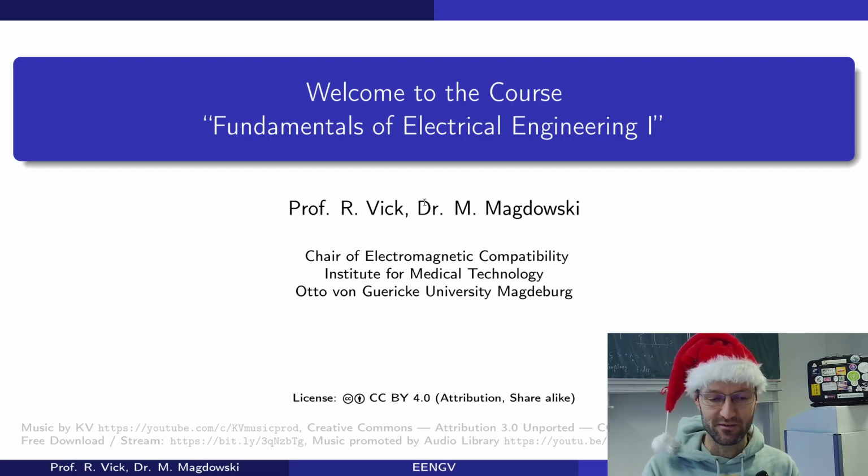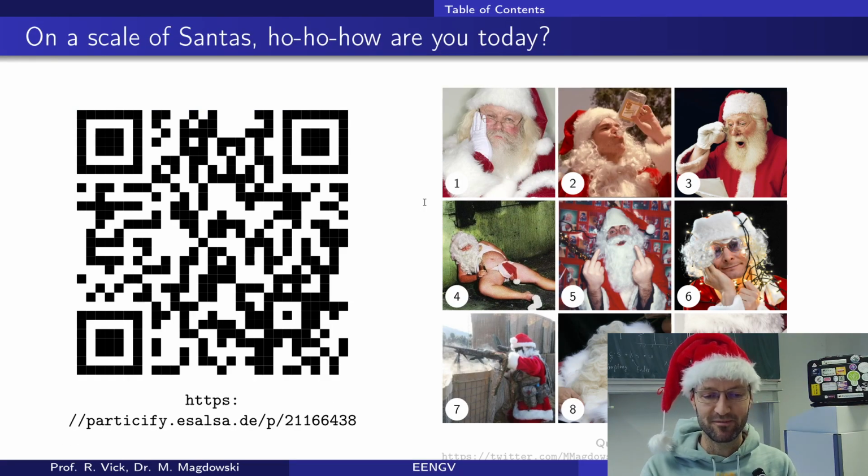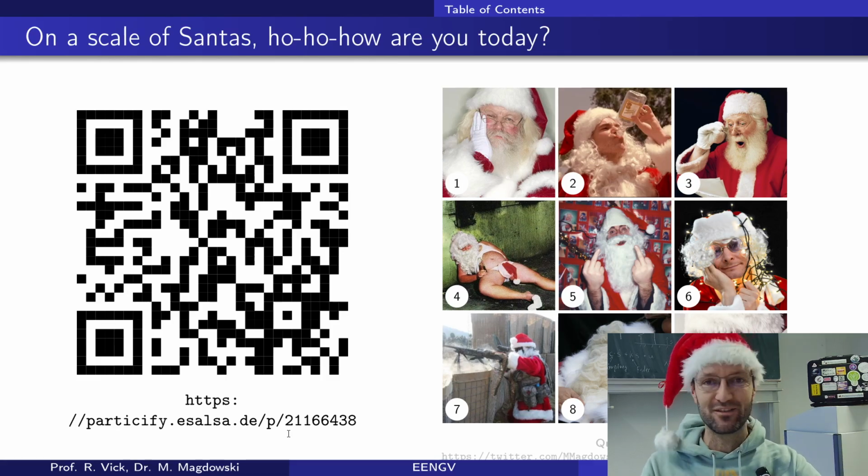And before we start, also somehow fitting to my head, I have a nice survey for you on a scale of Santas. Ho, ho, ho, how are you today? You can scan this QR code and go to this website, particify.is, or type in this number, but of course it's way, way easier to scan the QR code.